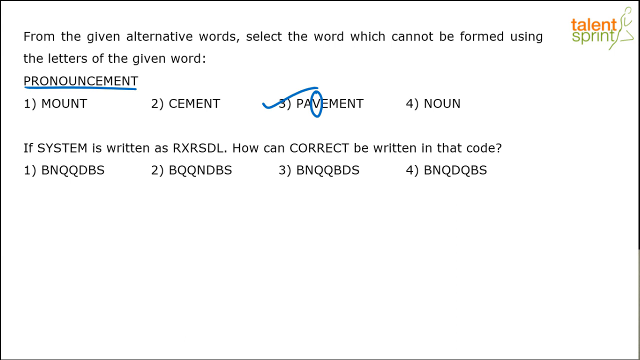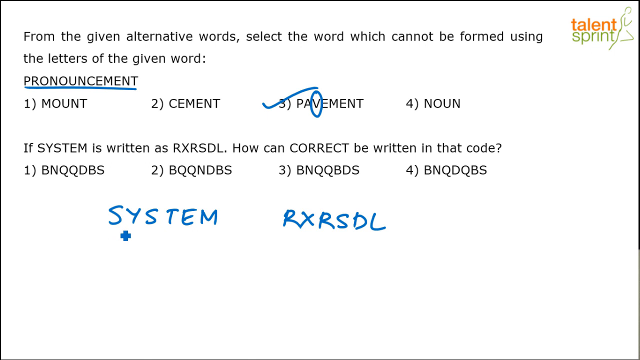Now, if SYSTEM is written as RXRSDL, then how can CORRECT be written in that code? Try to find out the logic. Again, there's no method. You just have to go by trial and error.